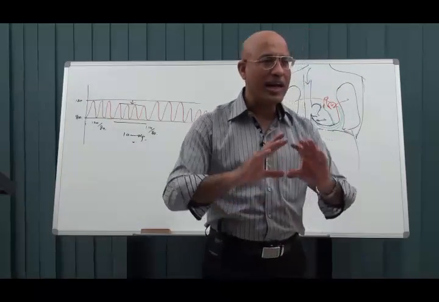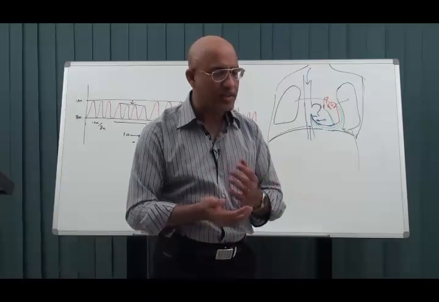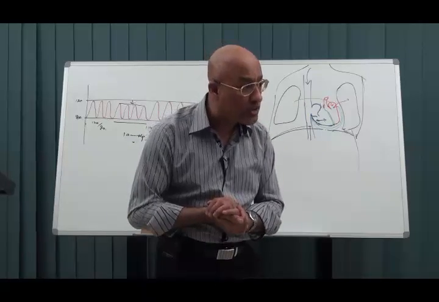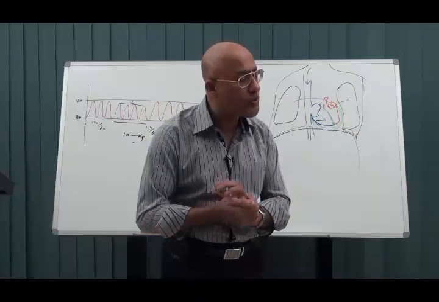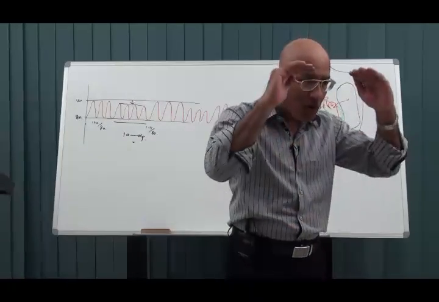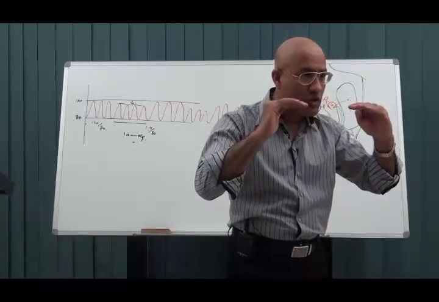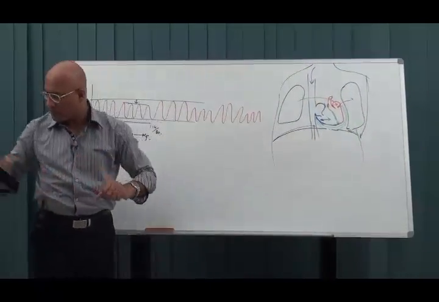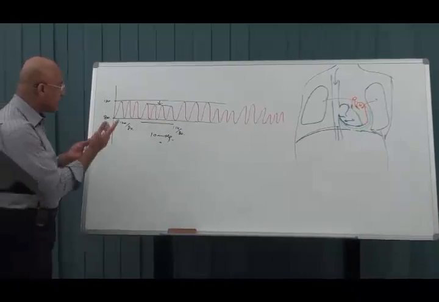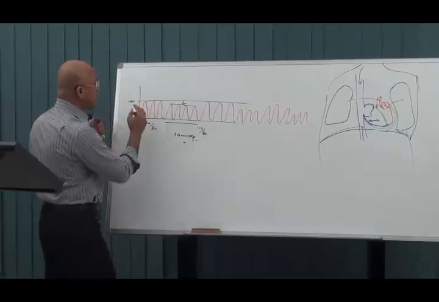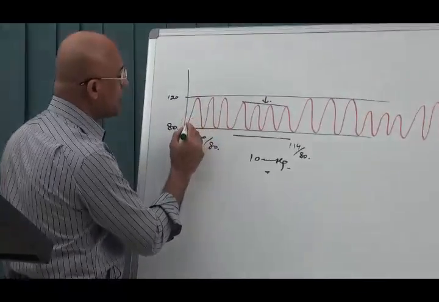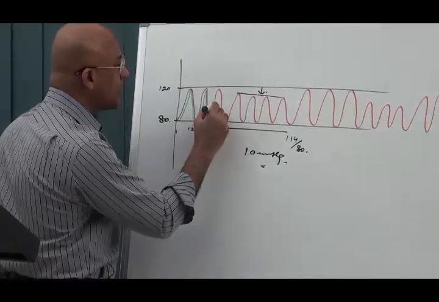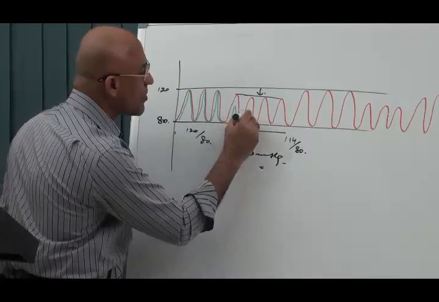Another way to mention it is that pulsus paradoxus is a condition in which the normal physiological drop in systolic blood pressure is exaggerated beyond the normal limit. Am I clear? Now, a classical example of this can be, let's suppose this is another person in which systolic blood pressure is going like this, normal tracing is going like this, but here it becomes like this.